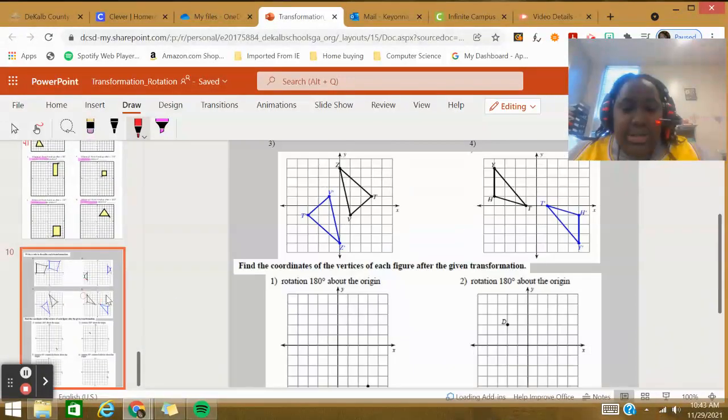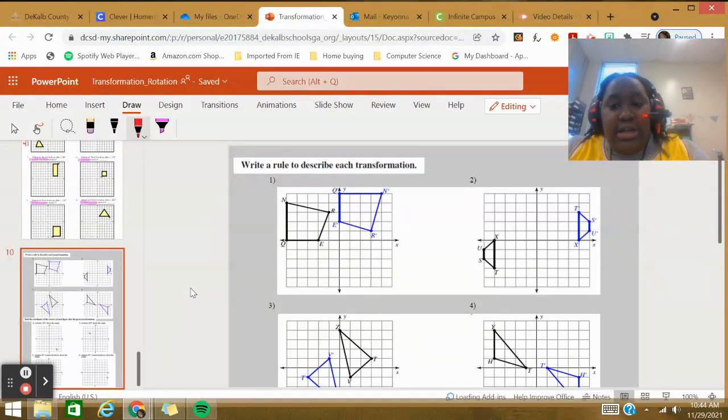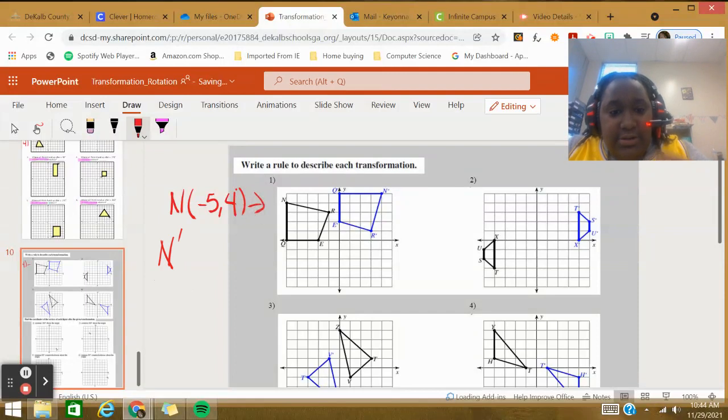Now let's look at the next slide. Guys, they're asking you to describe the rules. Again, I'll go ahead and do number 1 on this one. Pick any point on this figure. I'll go ahead and just do N. So my original N is here. We're at -5, +4. Now, from N to N prime, that's what we need to figure out because we're going to write the rule, and all of these will be rotations.